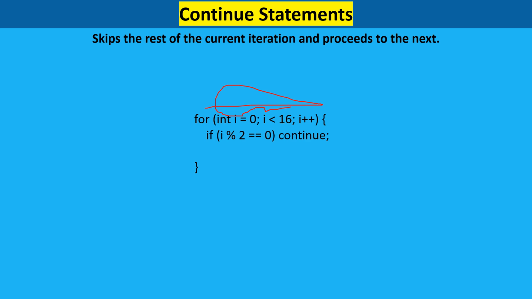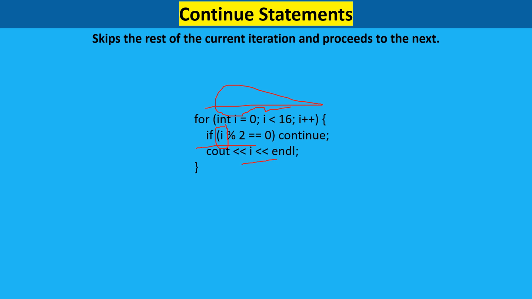Then inside the loop, an if statement checks if the current value of i is even. This is done using the modulus operator, which calculates the remainder when i is divided by 2. And it continues. The continue statement skips the remaining code in the loop for the current iteration and moves to the next iteration of the loop. If i is odd, the condition is false and the loop proceeds to the next statement.